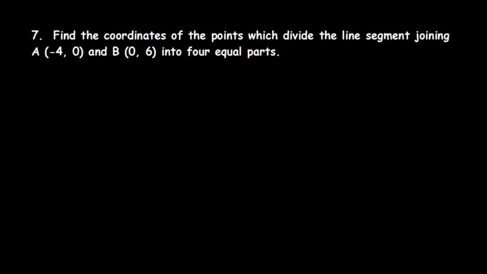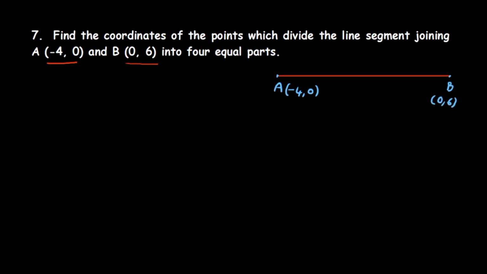And here is the next question on my screen, that is the coordinates of the points which divide the line segment joining minus 4 comma 0 and 0 comma 6. So here I'm going to draw a line. This is A, minus 4 comma 0, and this is B, 0 comma 6.